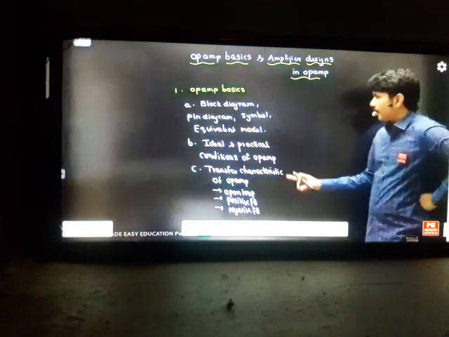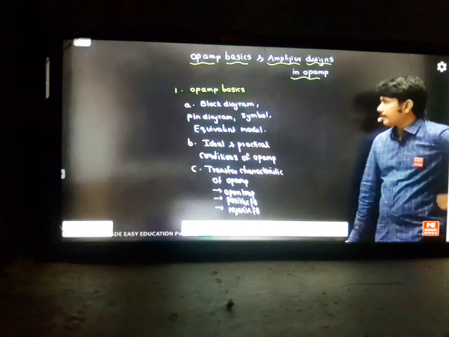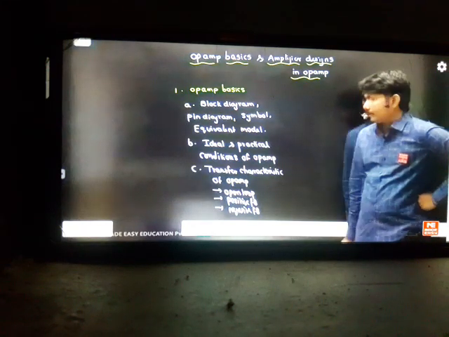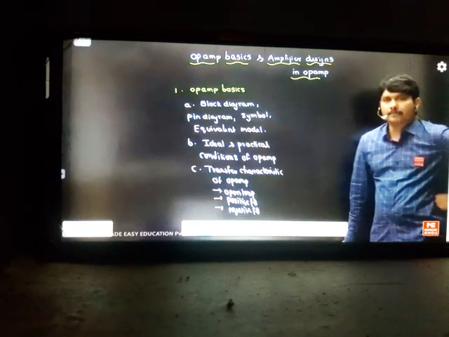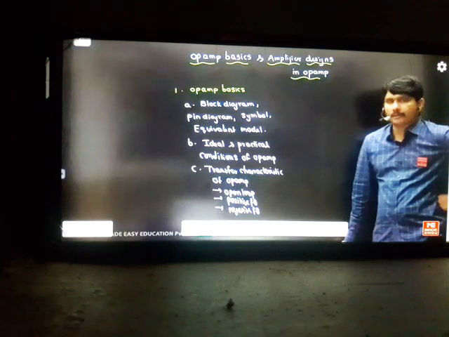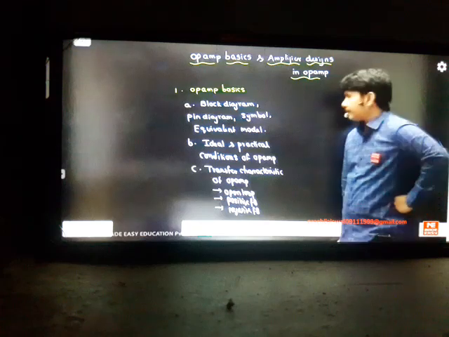Called amplifier designs. Hardly three topics we have to cover in the class. First one is block diagram, pin diagram, symbols, equivalent models. Next, ideal and practical conditions of op-amp we'll try to visualize. The last is an important concept: from the graphical picture we'll understand how the output will behave with respect to input in op-amp designs, and how to explain this mechanism in open loop systems, in positive feedback and in negative feedback. A very important conclusion of the overall class, because our applications deal with these three properties: open loop, positive feedback and negative feedback.